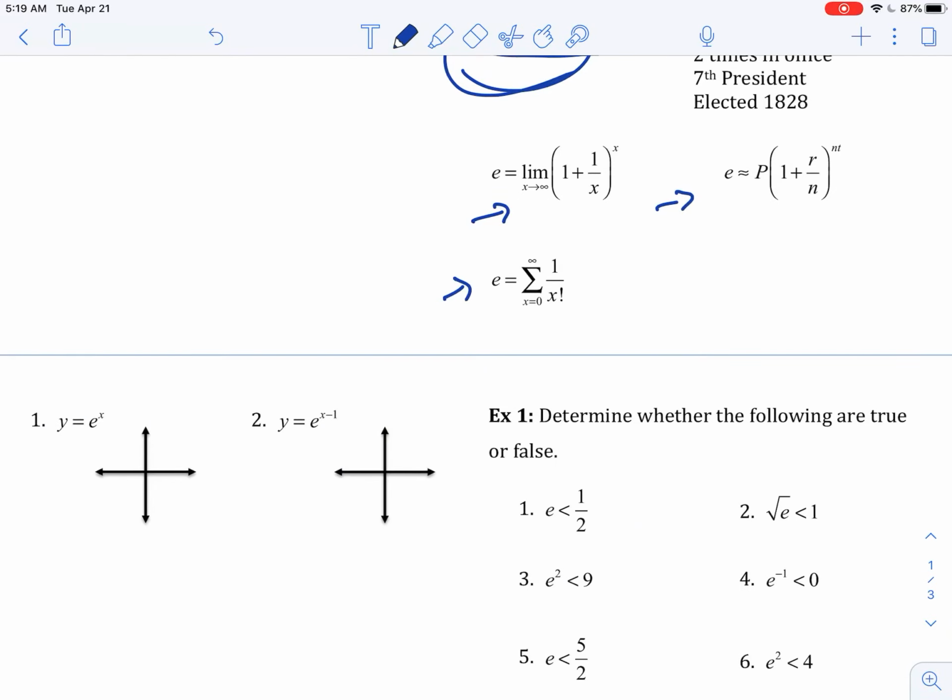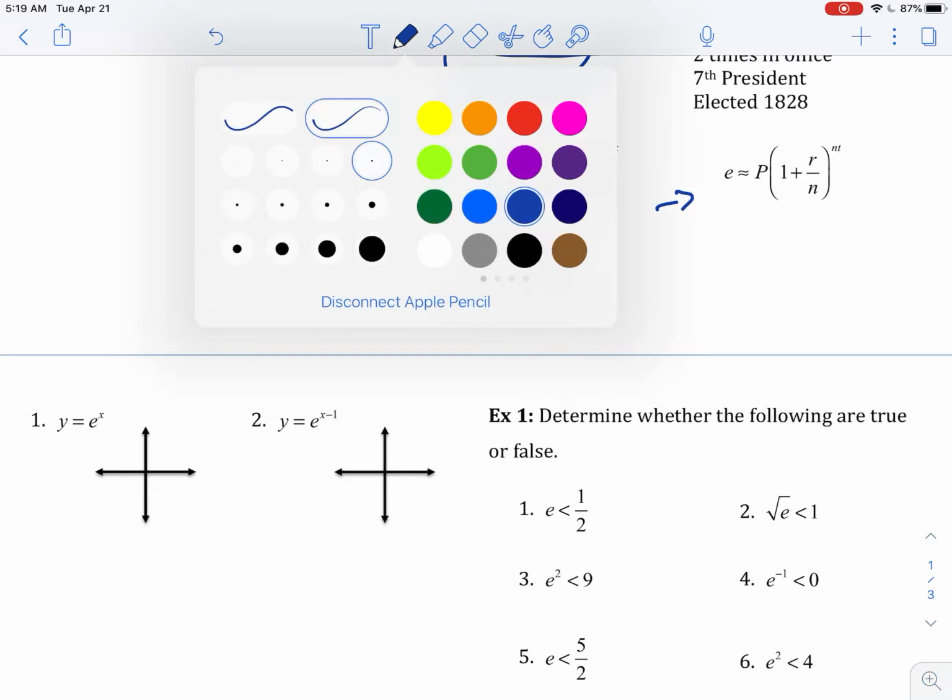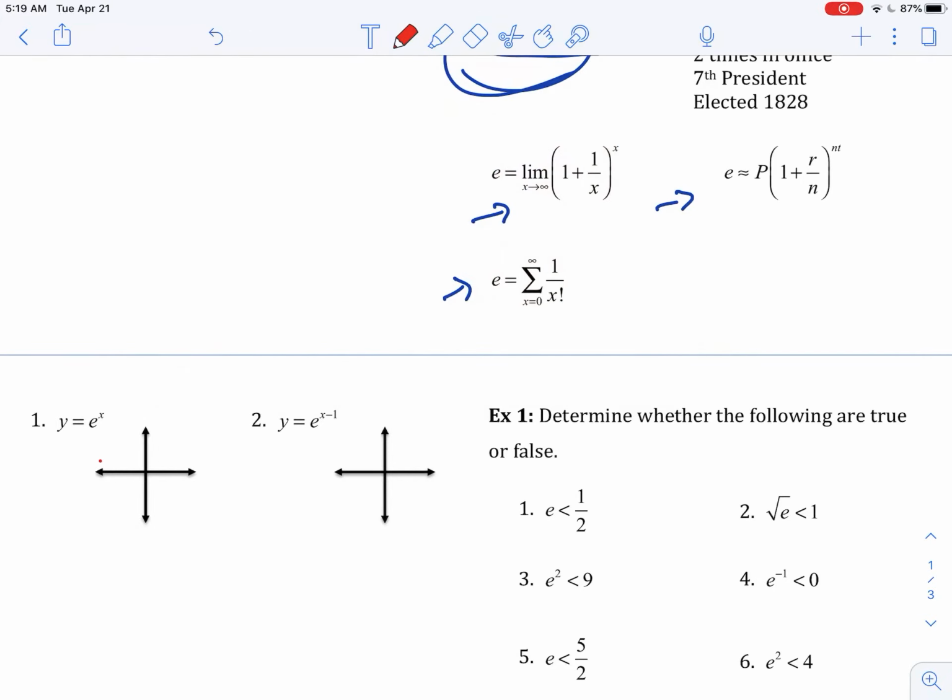Okay? So let's look at some graphs here. We have y equals e to the x, which is approximately y equals 2.7 to the x. And our graph of y equals 2.7 to the x, well, we know is just going to be increasing from left to right, where as x is getting larger, our graph is getting larger in quadrant 1. As x is getting smaller, our graph is getting closer and closer to the x-axis in quadrant 2. And if x were 0, e to the 0, we have this y-intercept of 1.